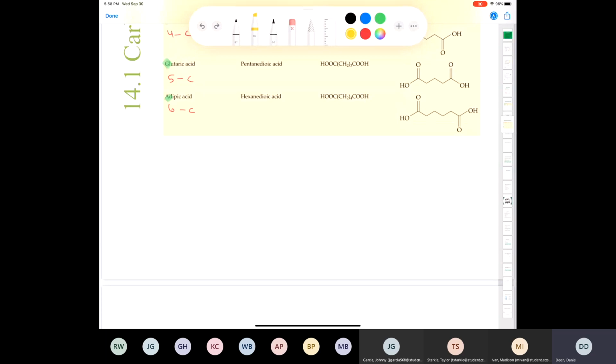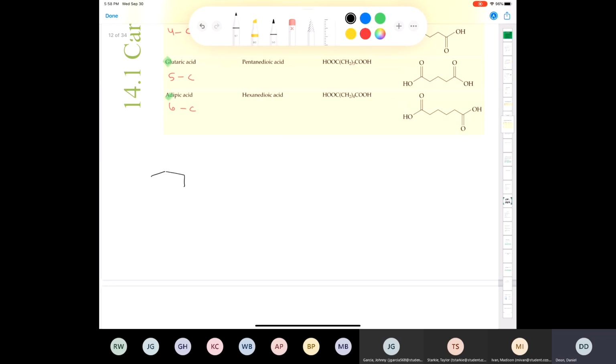Let's try a couple of examples here. I'll put some carboxylic acids right here and see if you can name them. So we'll try 3 different compounds here. But first we'll try this. We'll try this. And we're going to go for IUPAC names to begin with. All right, let's see if we can name these.